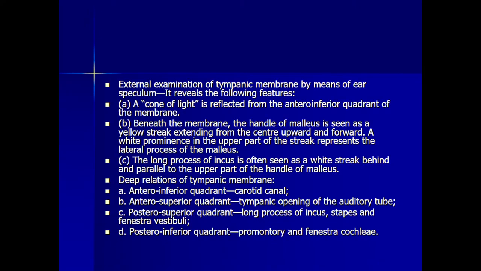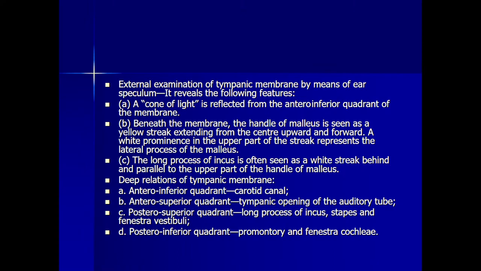During examination of the tympanic membrane, we may understand the condition of the middle ear. So it's very important to know how it looks in the normal state. So we can see some features of the normal view of the tympanic membrane. First of all, a cone of light is reflected from the anterior inferior quadrant of the membrane. Beneath the membrane, the handle of malleus is seen as a yellow streak extending from the center upward and forward.